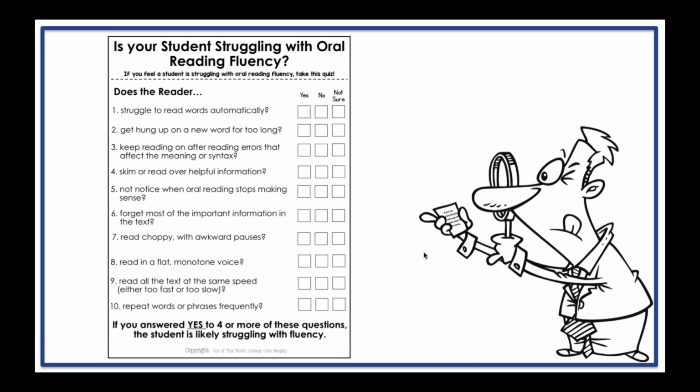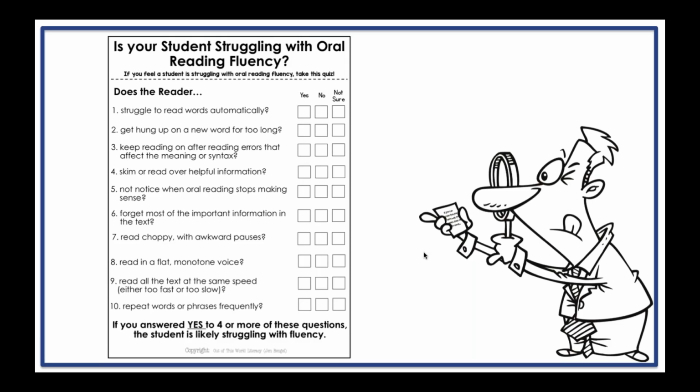So after reading, if you talk to them, tell me what you just read, tell me what you remember, and they really can't give you much information there, chances are, again, they're spending so much brain power trying to decode the words that they can't attend to the meaning of the text there. So they're really struggling. Or they read choppy and they have awkward pauses. If they read in a flat, monotone voice, that's a sign that they're struggling with fluency as well. And if they read the whole text at the same speed, that's a sign that they're struggling.